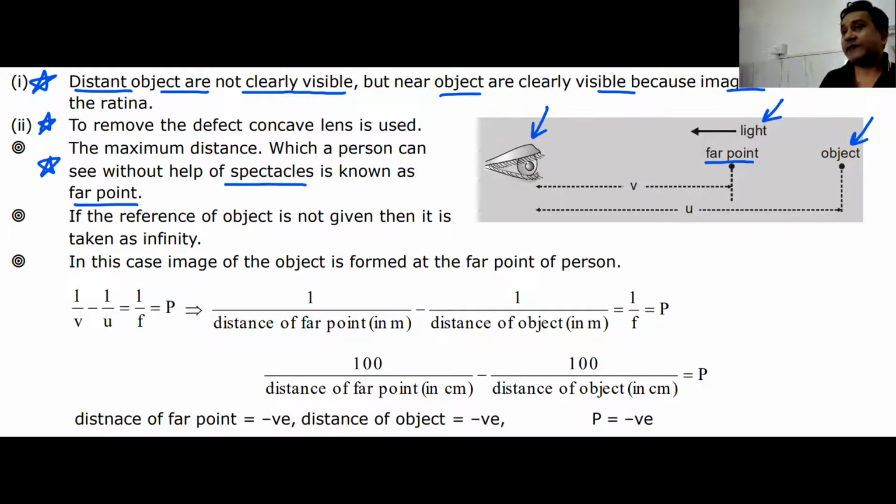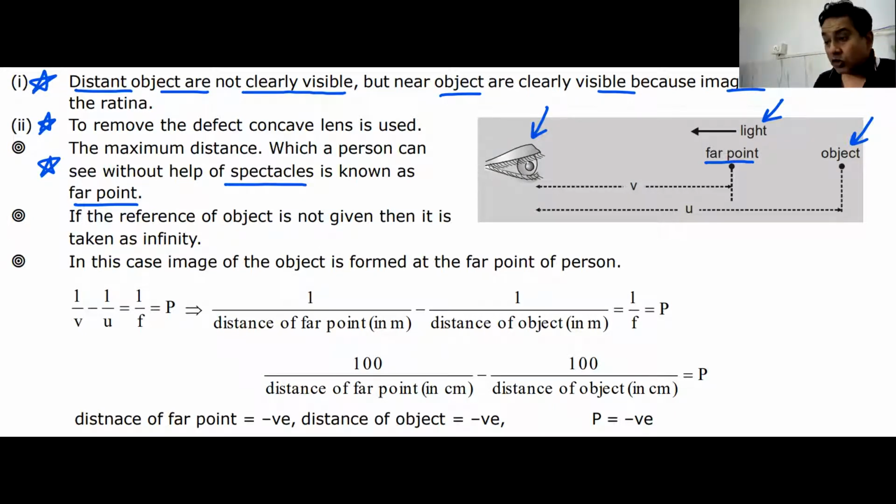If I can see up till 5 meters clearly without specs, but beyond 5 meters I cannot see anything, that 5 meters becomes my far point. Do we understand this?